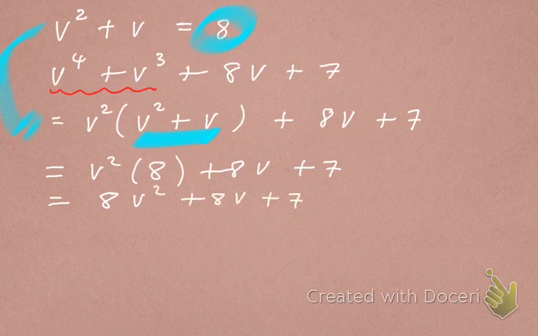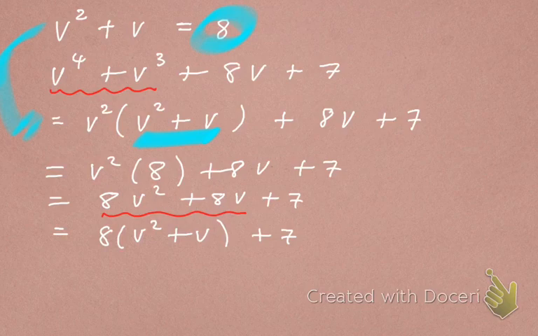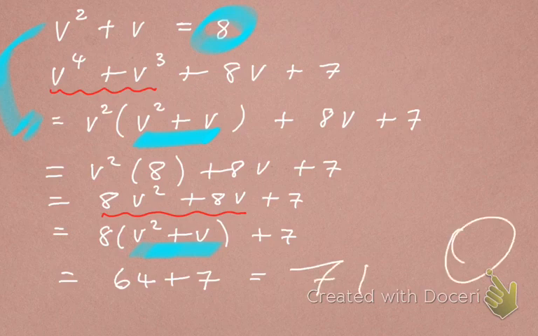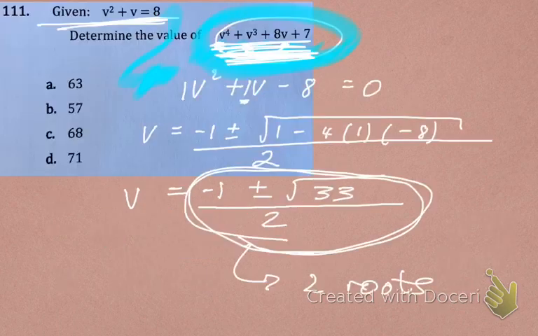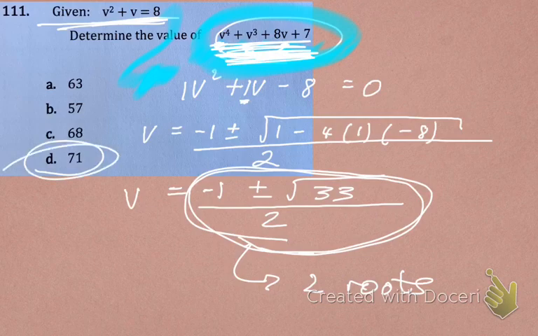And we can again take a common factor from those first two terms, and the common factor again in this case will be 8. If we take 8, we sit with v squared plus v plus 7, and as you can see, v squared plus v is equal to 8, and so this is going to be 8 times 8, which is 64, and 64 plus 7 is 71. And there we go, the answer is 71. Thank you very much.